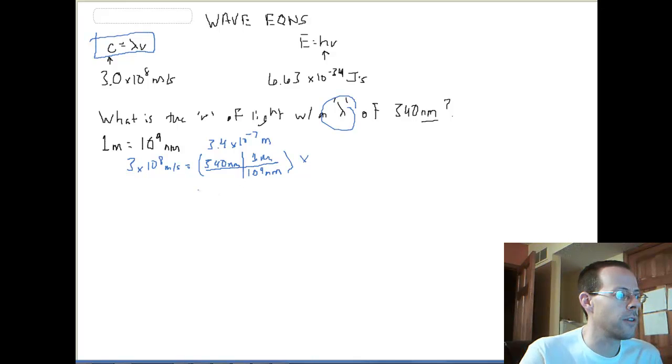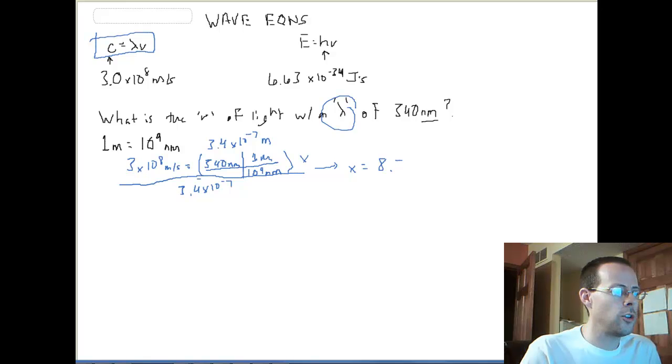Alright? So in order to solve this, we're going to divide both sides by that same constant we just found. So we're going to divide both sides by 3.4 times 10 to the negative 7th. We're going to find out that our frequency is 8.82 times 10 to the 14th. And then our unit for frequency is always hertz. And a hertz is the same as 1 over seconds. So notice over here we basically have meters per second. We're dividing it by meters, so what we're left with is just per second.